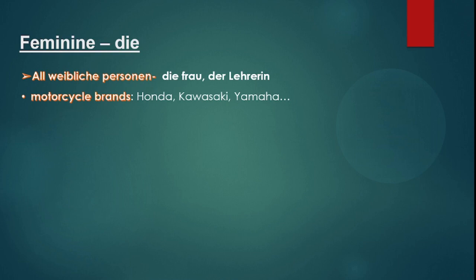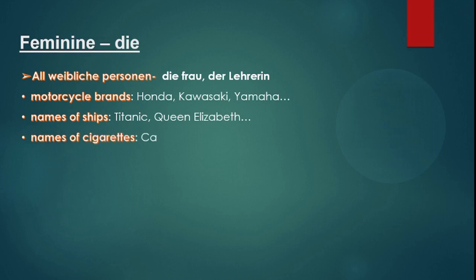The next characteristic is names of ships. Whenever you want to talk about ships with names like Titanic, Queen Elizabeth and so on, you can define them with die Titanic, die Queen Elizabeth. And the next one is the names of cigarettes. Whenever you want to talk about cigarette brands, you use die. For example, die Camel, die Marlboro.